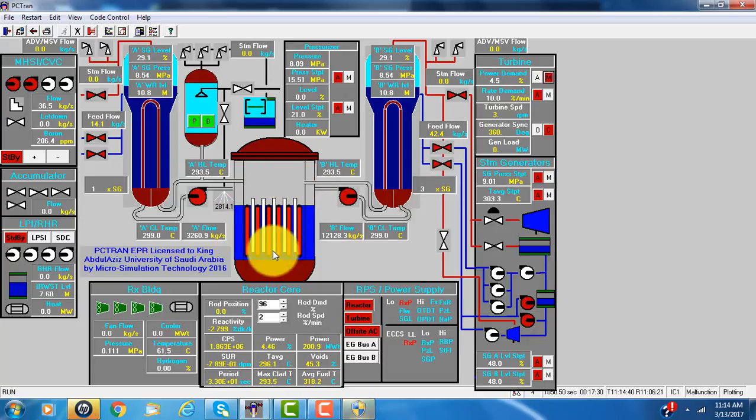All the control rods go. At the same time, slightly later, the high pressure injection turned on. For EPR, there are four trains of high pressure injection. And shortly later, the accumulator, the nitrogen filled tanks, initiated. So there is a large amount of emergency core coolant injected to compensate your coolant loss.